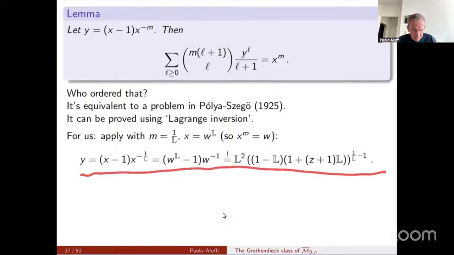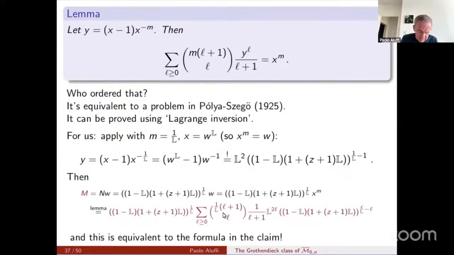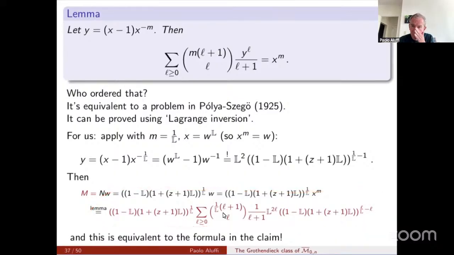I mean, you get y because of what you know about w, y is this. And then you can reconstruct what m is. It becomes, because of the lemma, some kind of simple replacement computation. Well, this looks awfully complicated, but it is equivalent to the formula in our claim. So once you get here, you're done.